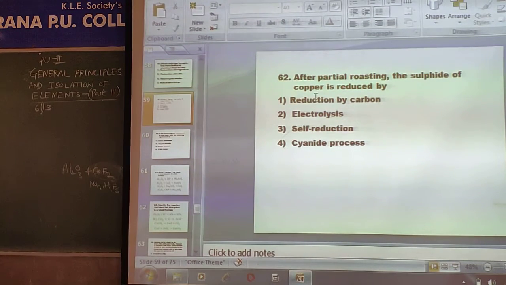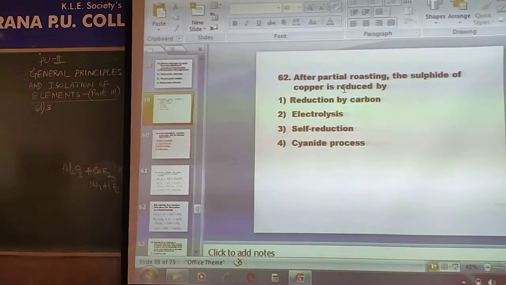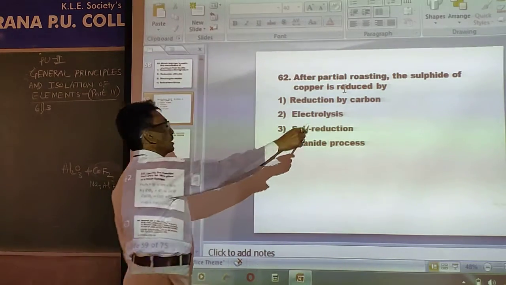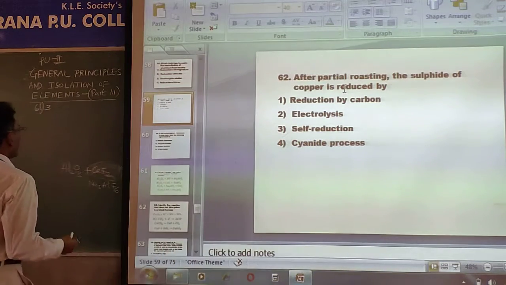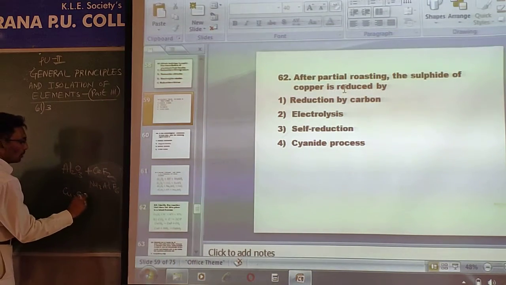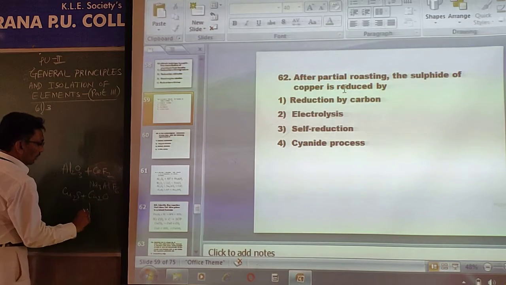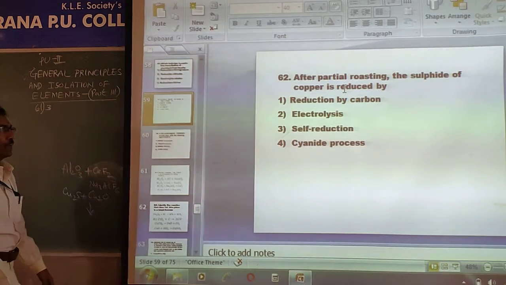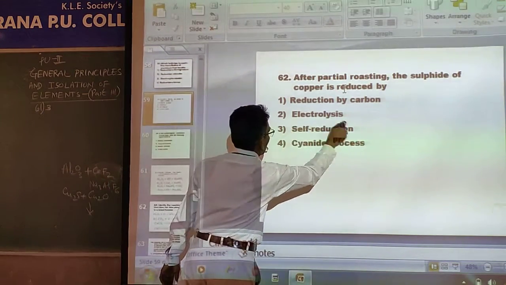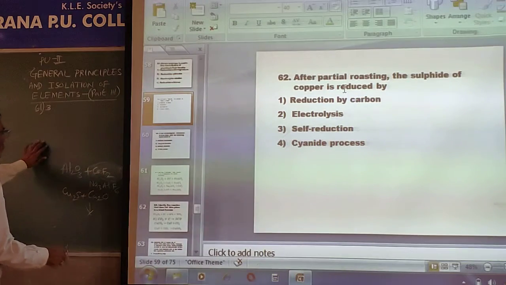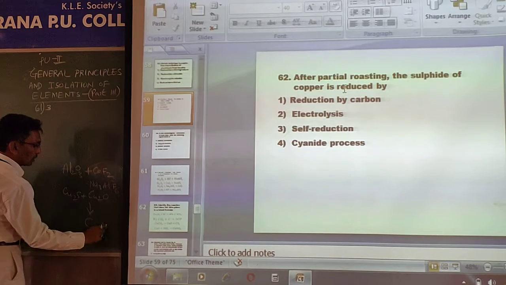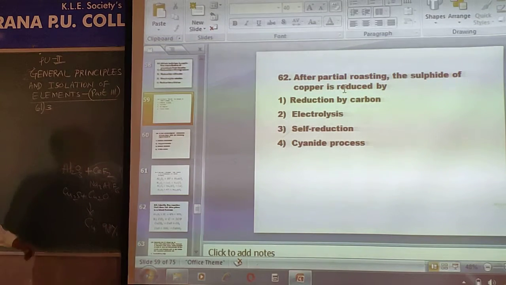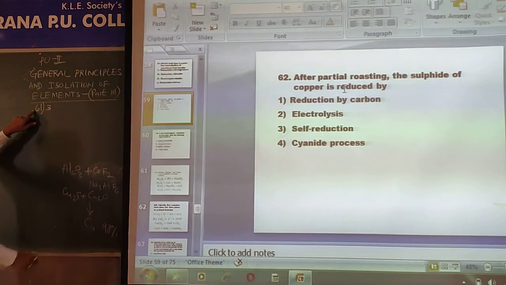Let's see this question. After partial roasting, the sulfide of copper is reduced by the sulfide, that is Cu2S plus Cu2O. After roasting, mutual reduction happens, nothing but self-reduction, and this gives blister copper. 98% copper is produced in this case, which is known as blister copper, by self-reduction or mutual reduction.